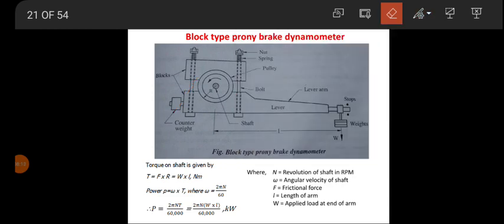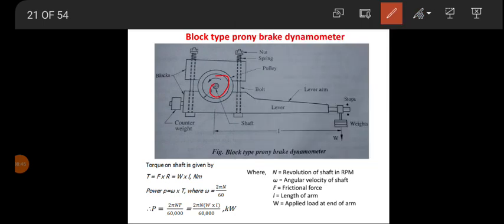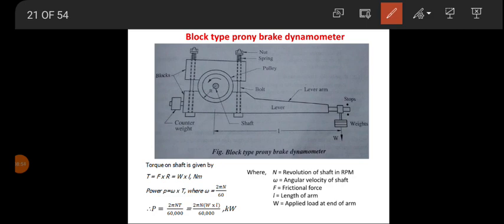Now we'll see the working of the Prony brake dynamometer, how it works. It measures the power. When the shaft starts rotating, the pulley also rotates.